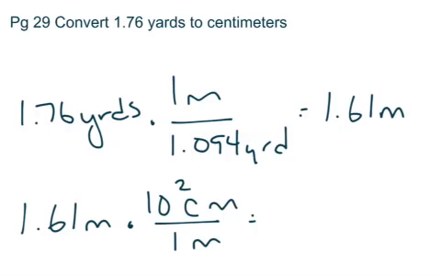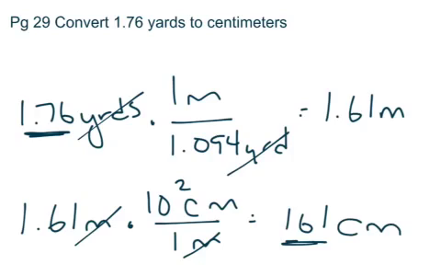It's up to you. So 1.61 times 100 is 161. We started with 3 sig figs. It is 3 sig figs now. Meters and yards have canceled out. So we have successfully converted between 2 units.